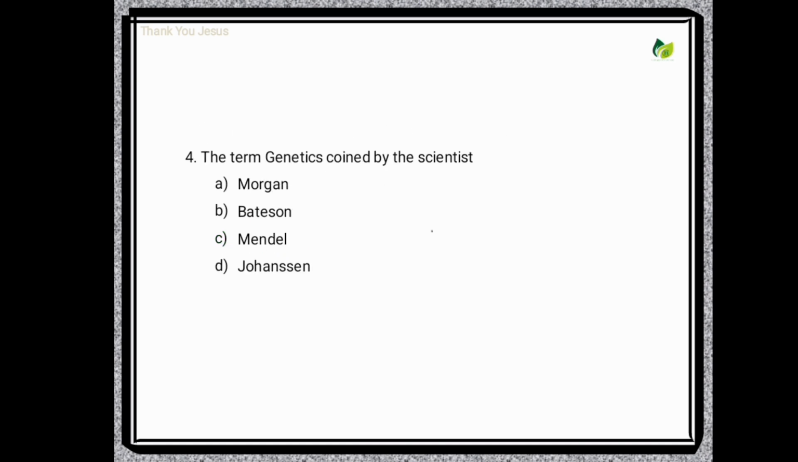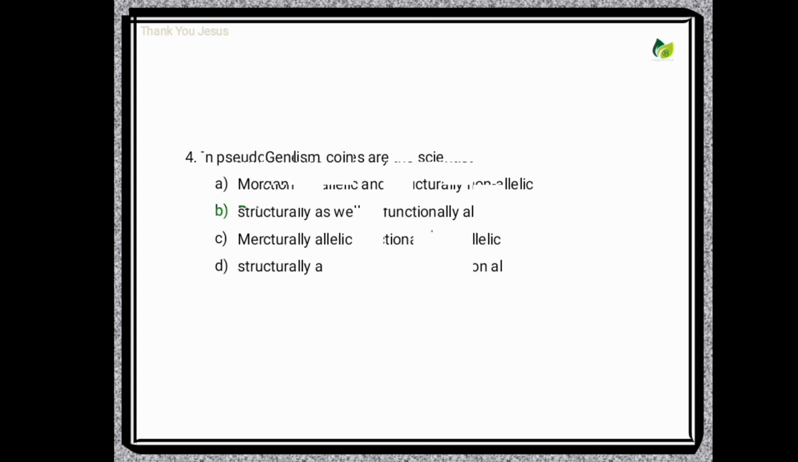Let's see the next question. The term genetics was coined by the scientist. Options are Morgan, Bateson, Mendel, Johannsen. The correct answer is Bateson. Let's see the next question.